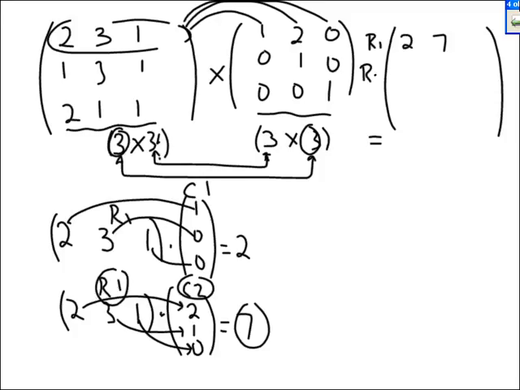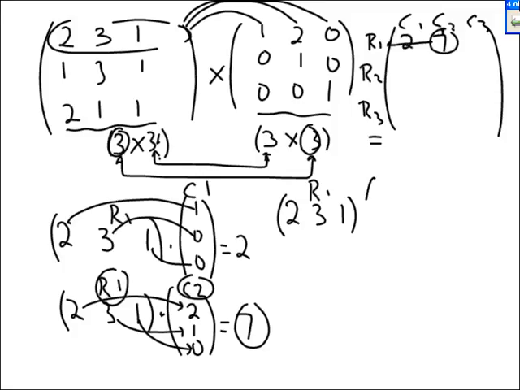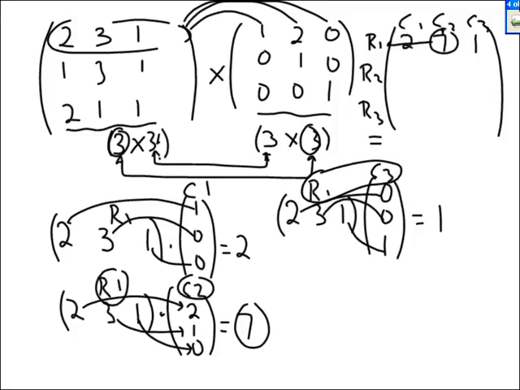Row 1, row 2, row 3, column 1, column 2, column 3. Row 1, column 2. Now I am going to dot row 1 with column 3. 0, 0, 1. So you get 0 plus 0 is 0 plus 1. And I put this in row 1, column 3.